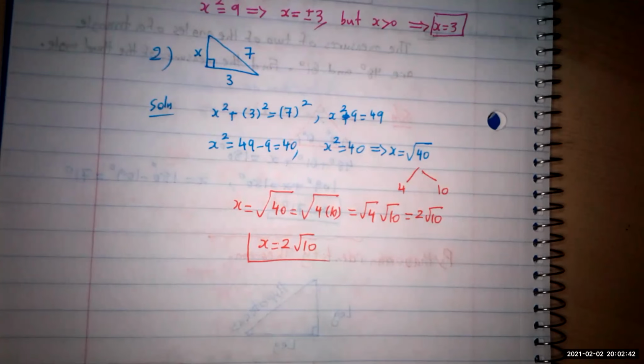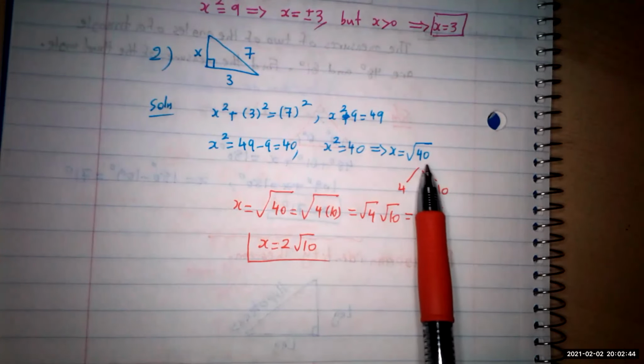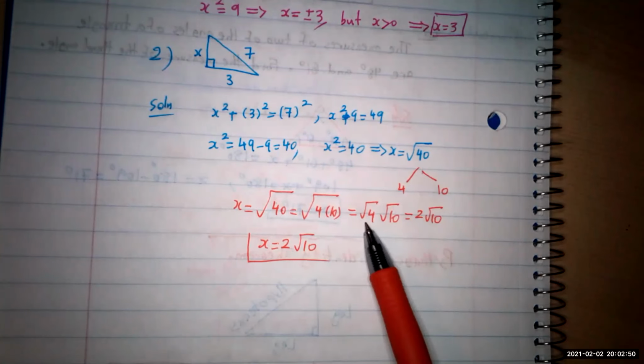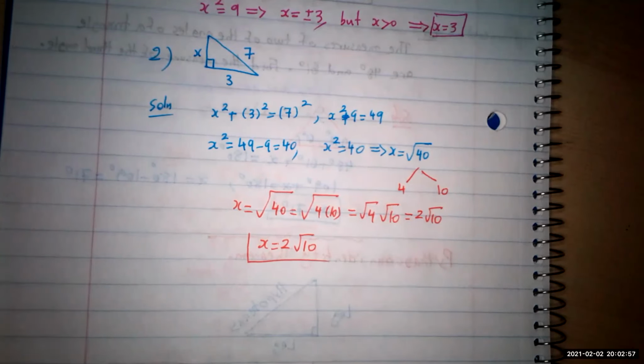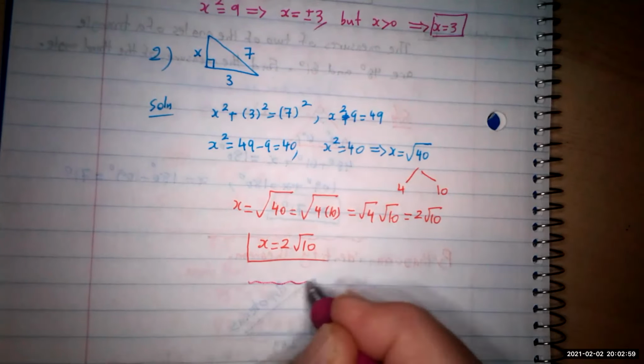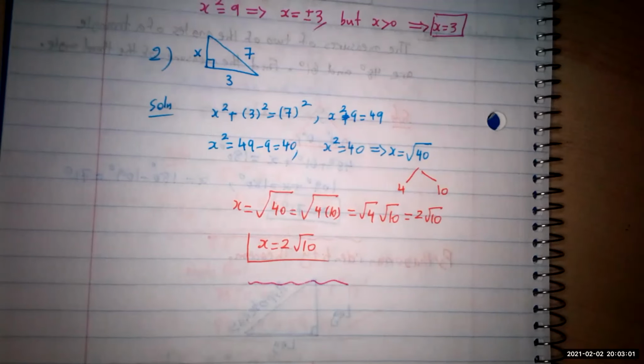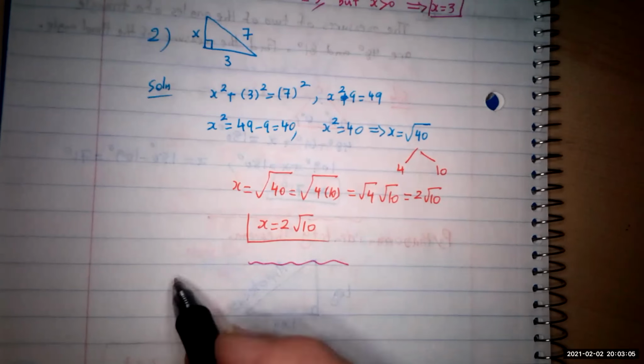So you know that if this number is divisible by a perfect square, like 4, 9, 25, you break it and then you can pull out that nice part, which is radical 4. So the answer is 2 radical 10. Any question? So just remind you how we operate in this course. So that was number 2. Number 3.